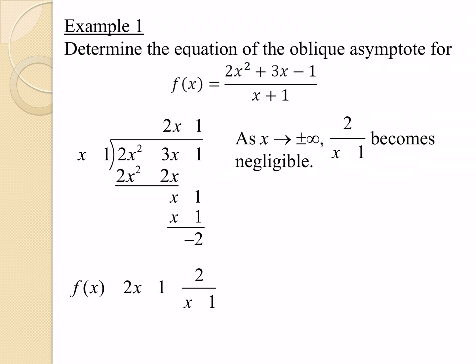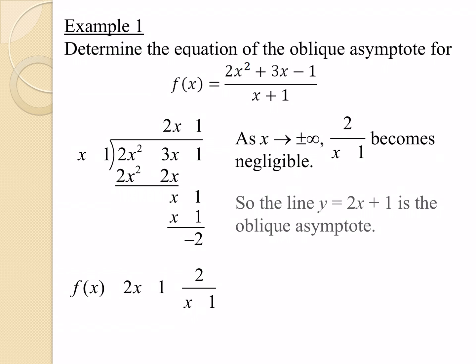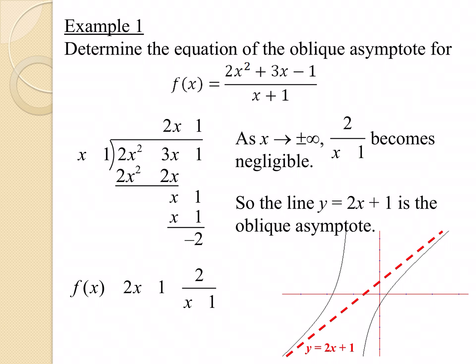What we realize is that as x gets closer and closer to positive and negative infinity, that extra piece of the function becomes closer and closer to 0. That means the function gets closer and closer to just 2x plus 1. So that's why that is the oblique asymptote, and in the example, this is what it would be.